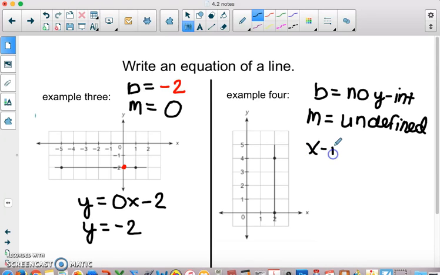So my x-intercept here is 2. So in this case, I could just go ahead and say x equals 2, and there's my equation of a line.